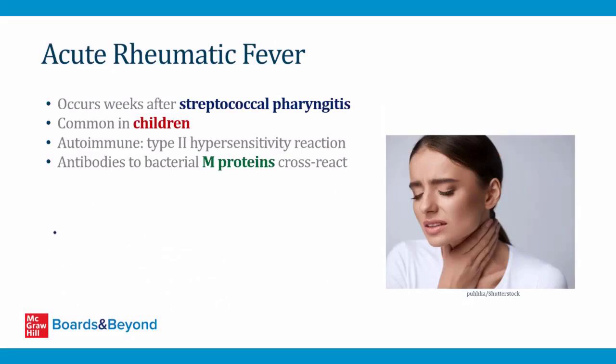Another topic I want to briefly review before we get into specific valve disorders is acute rheumatic fever. This is a condition that leads to many valve problems later in life. So acute rheumatic fever occurs weeks after someone has strep pharyngitis or strep throat. It's common in children, and it's an example of an autoimmune reaction. It's a type 2 hypersensitivity reaction. What happens in acute rheumatic fever is antibodies develop to bacterial M proteins, proteins found on strep bacteria, and they cross-react with the heart and the joints, and that's what leads to acute rheumatic fever.